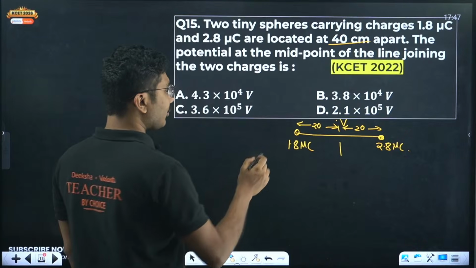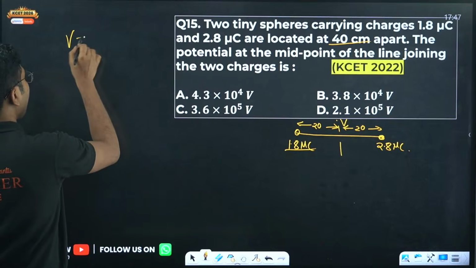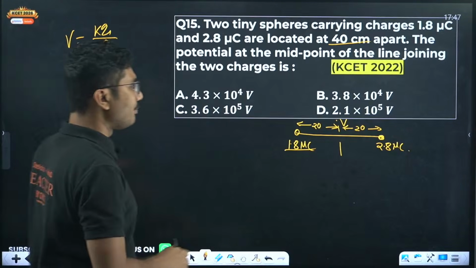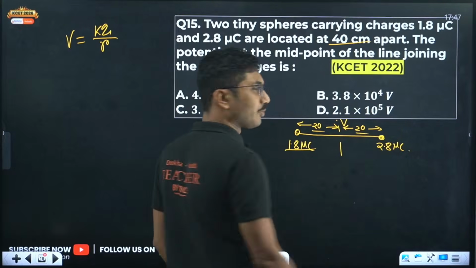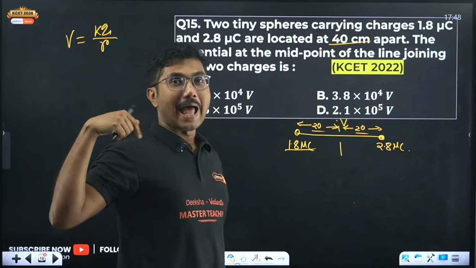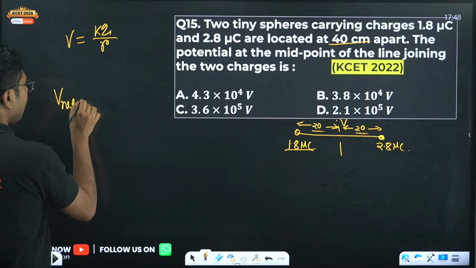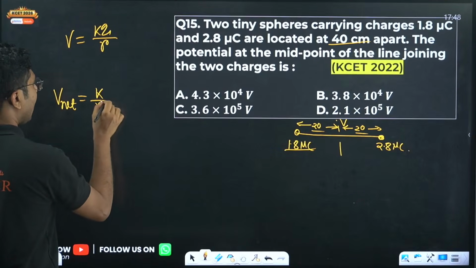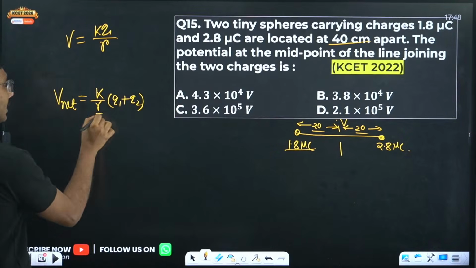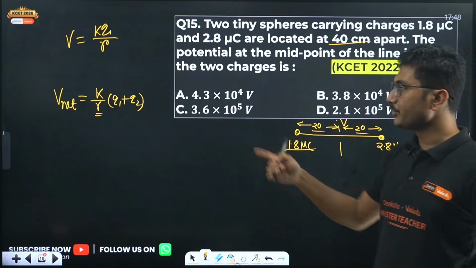What is electric potential due to a charge? It is given by K Q1 by R. Because both distances are the same and electric potential is a scalar quantity that gets added algebraically, we can write the net potential with a shortcut: K upon R into (Q1 plus Q2). This is only valid when the distance is the same. If the charges are at different distances, you will not be able to use this formula.